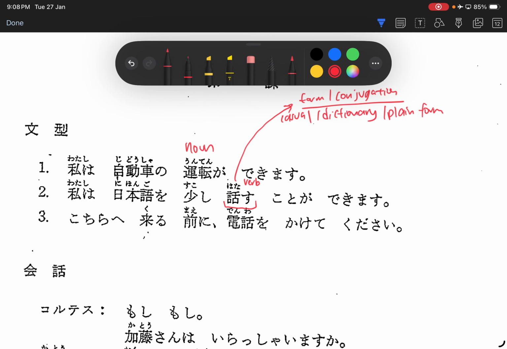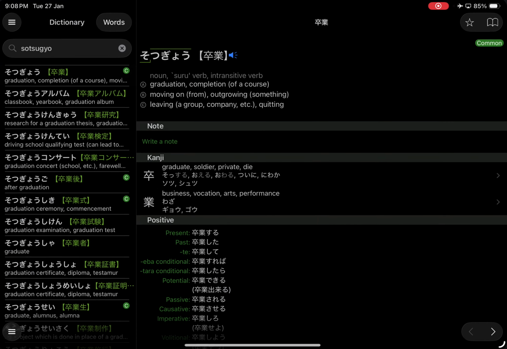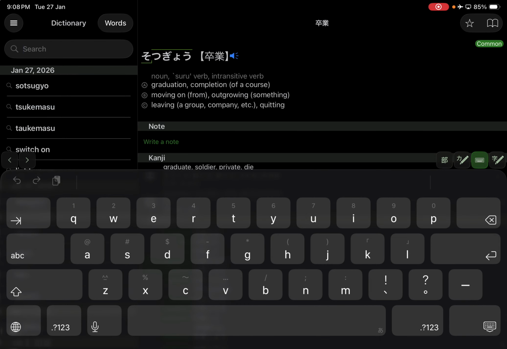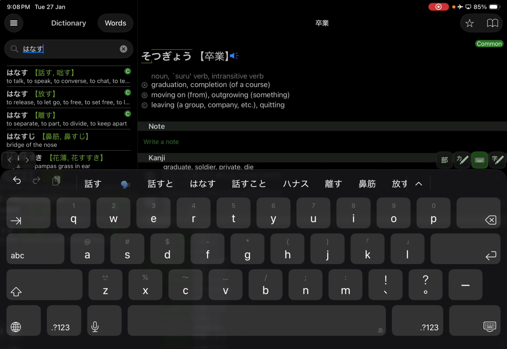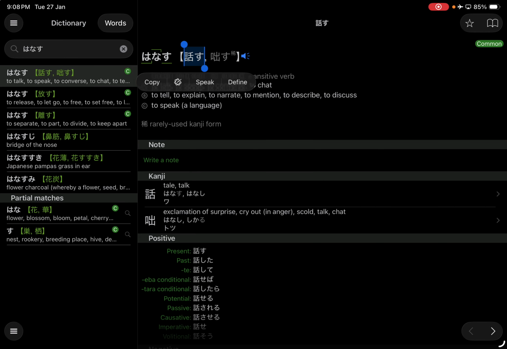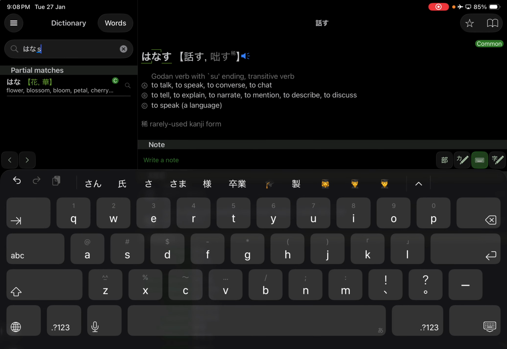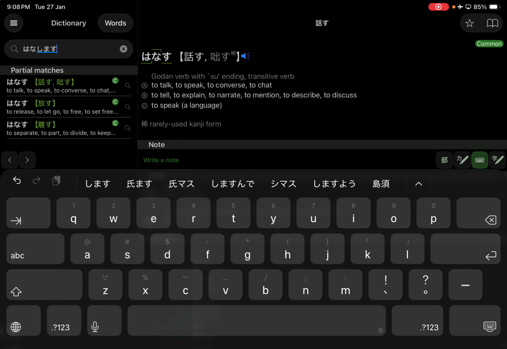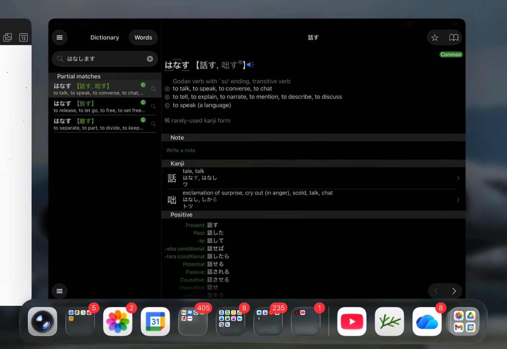So what is the dictionary? Let me show you. You go to the dictionary, you search the word, what was the word? Hanasu. Right. You see that the first thing that comes out is this one, hanasu. If I change it to hanashimasu, it still appears as hanasu. I put hanashimasu, it still appears as hanasu. So this is what we call the dictionary form, the most basic form, right? Hanasu. So this is what we call the dictionary form.